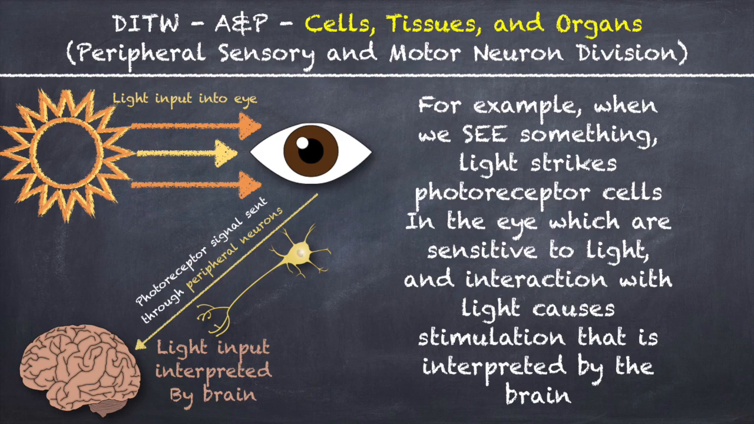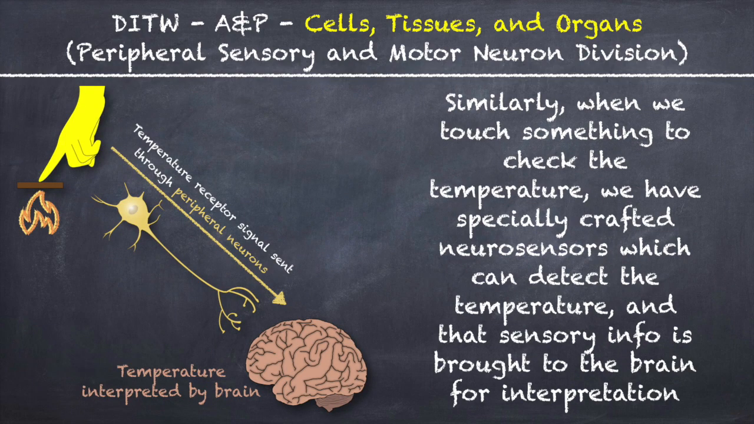For example, when we see something, light strikes photoreceptor cells in the eye, which are sensitive to light, and interaction with light causes stimulation that is interpreted by the brain. Similarly, when we touch something to check the temperature, we have specially crafted neurosensors which can detect the temperature, and that sensory info is brought to the brain for interpretation.